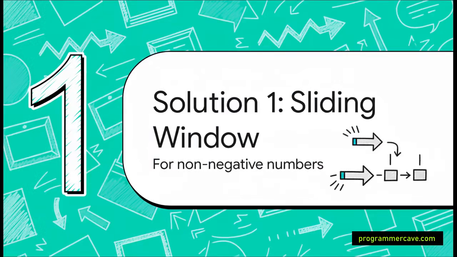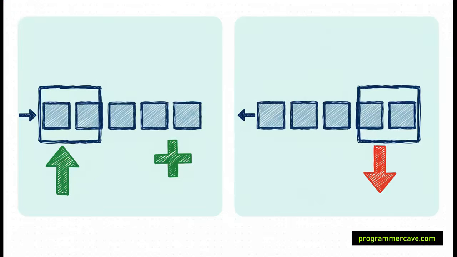All right, let's look at our first approach. This one is called the sliding window. It's really elegant, it's fast, and it makes a lot of sense. But, and this is a big but, it has one golden rule. It works its magic best when all the numbers we're dealing with are 0 or positive. The easiest way to picture this is to think of a frame or a window that we can slide over our numbers.